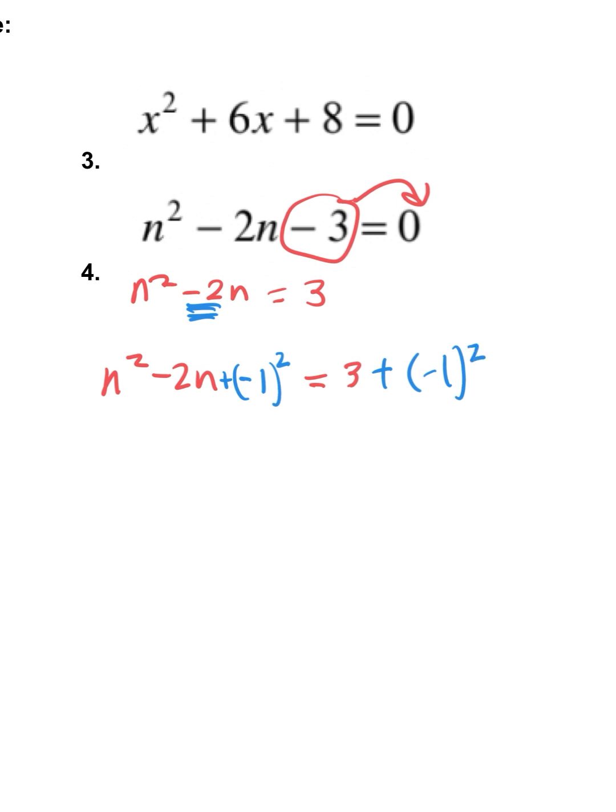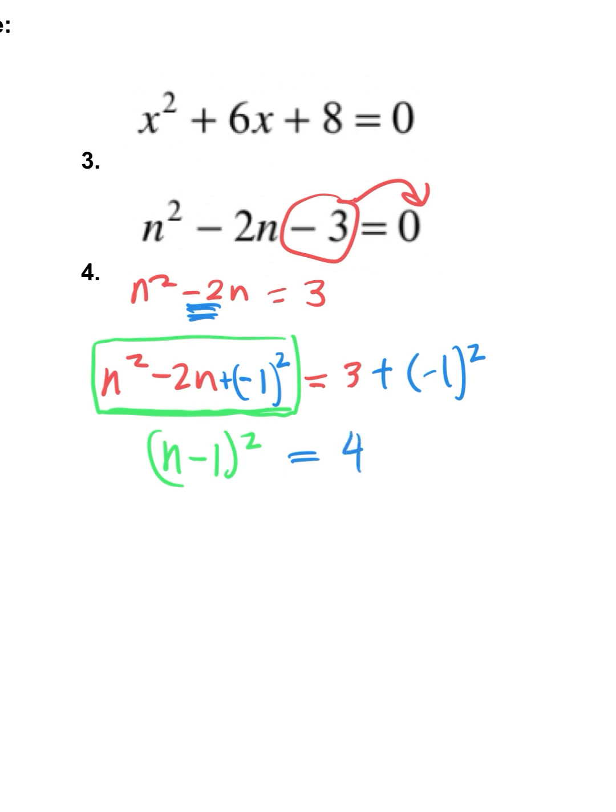So at this point, you have just made a perfect square trinomial. This is a perfect square trinomial, and so it can be factored like this, n minus 1 squared. If you multiply n minus 1 times n minus 1, you will get this trinomial. So we've managed to factor this beautifully here. And now on the right-hand side, we're just going to simplify what's right here. It's going to be 3, and negative 1 squared is, well, positive 1. So this comes out to 4.